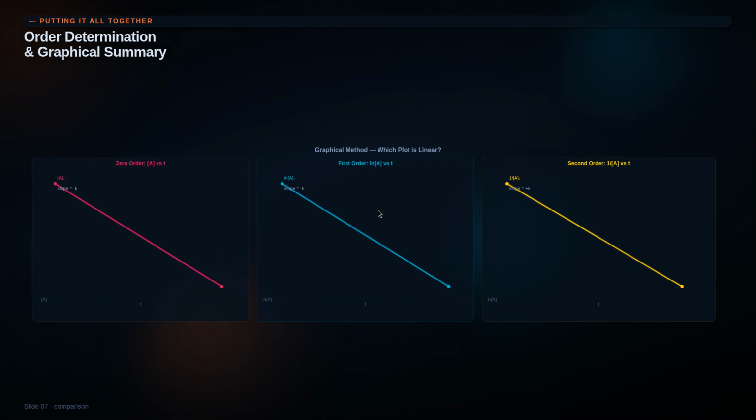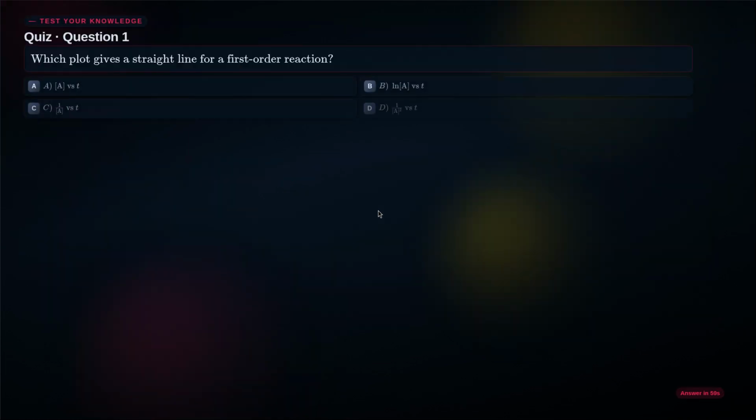The graphical method works because the integrated rate laws are linear in the correct coordinates. This approach is robust. Even with experimental scatter, the straightest plot is usually unambiguous. Modern data analysis with regression and R-squared values makes this determination quantitative and precise.